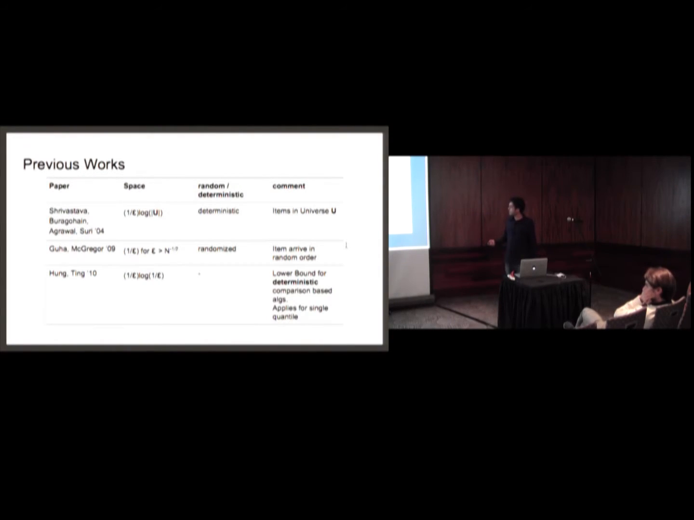And finally, there's a non-trivial lower bound for deterministic algorithms. This lower bound applies not only for the all-quantile problem, but also for the single quantile problem, which is the easier version. You just want to do it directly for one number. And, well, actually, it's deterministic.